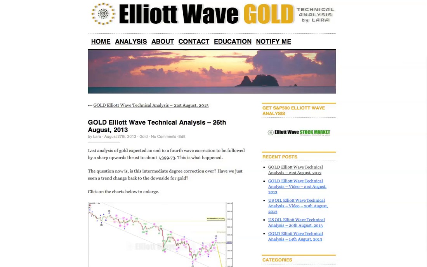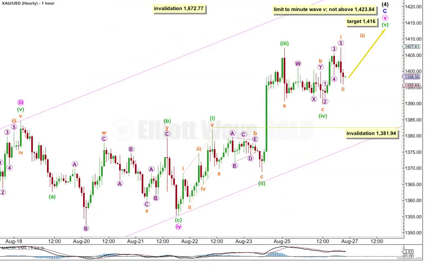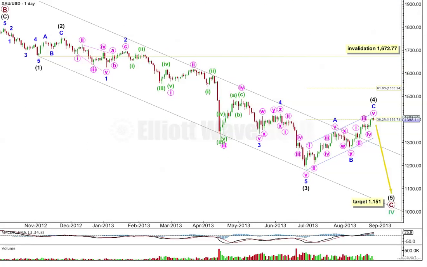I'm going to jump straight into my daily chart for gold. My last analysis a few days ago of gold, I was expecting the end of a fourth wave correction to be followed by a sharp upwards thrust, which is pretty much exactly what we got. I was expecting price to end around about the 0.382 Fibonacci ratio of intermediate wave 3 down. It's just a little bit above that at 1399.73. I'll be watching this current daily candlestick really closely.